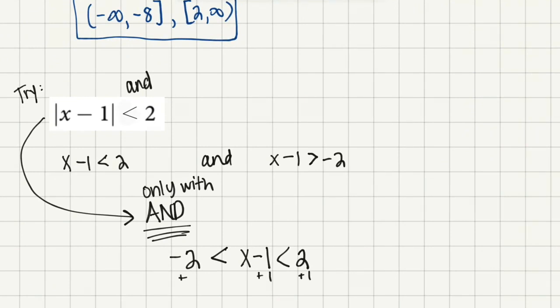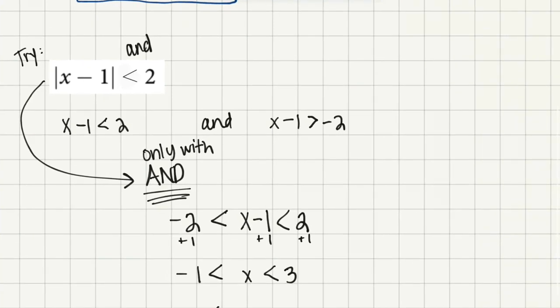We add 1 to each part. We get negative 1 is less than x is less than 3. So x is going to be all the values between negative 1 and 3. Negative 1 to 3. And on a graph, that looks exactly like this. Negative 1 to 3.